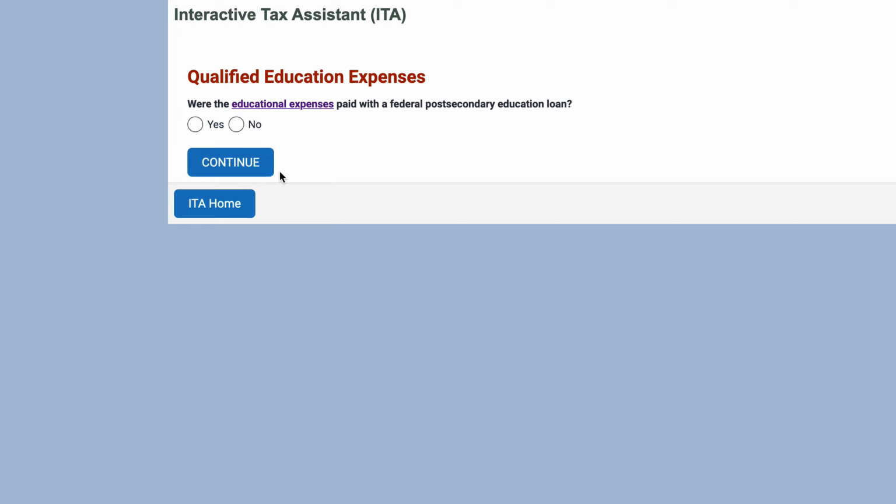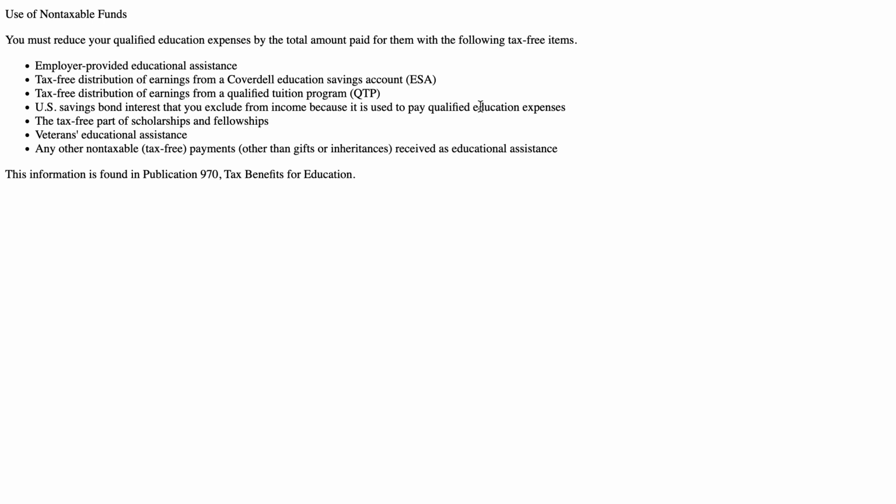So were these educational expenses paid with the federal post-secondary education loan? Were any education expenses paid with non-taxable funds? Let's take a look at what non-taxable funds would look like. Could be employer-provided educational assistance. Could be the tax-free distribution from either your 529 plan or a covered education savings account. It could be savings bond interest that you excluded from income.